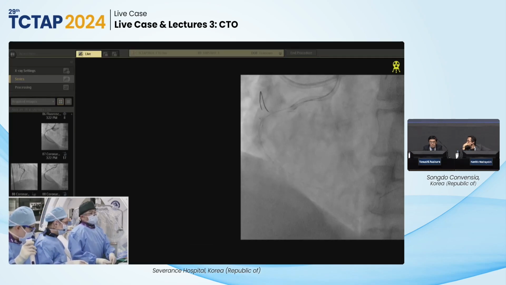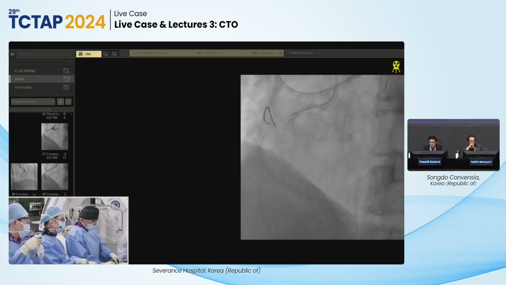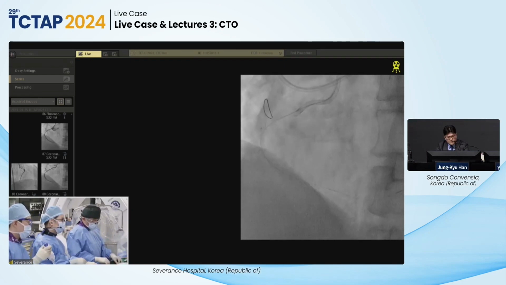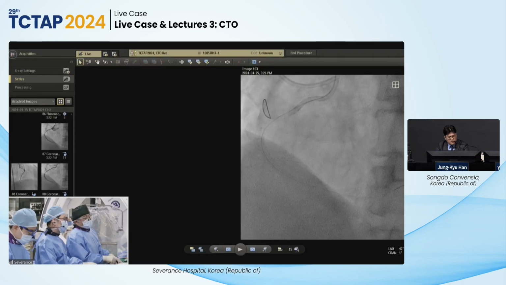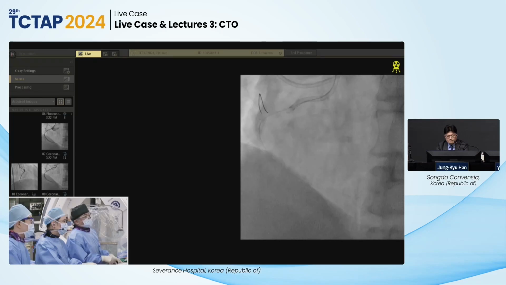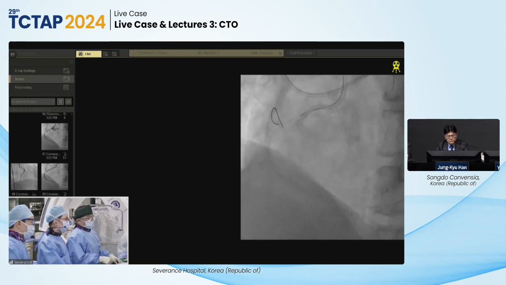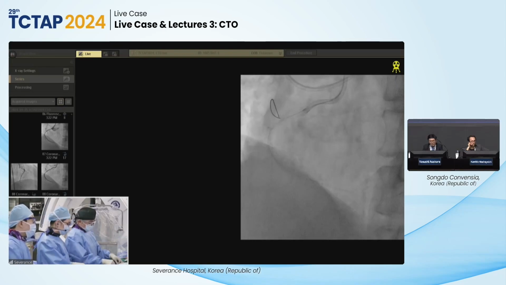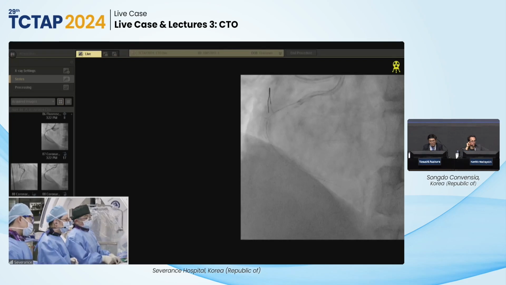How would you protect the side branch? Have you already done a balloon angioplasty to the ostium of the side branch? No. Just the wire protection is enough? No. So maybe with the previous anchor ballooning, the side branch is a little bit dilated. Very minimal pressure, about 2 or 3. So is it required to protect this side branch?